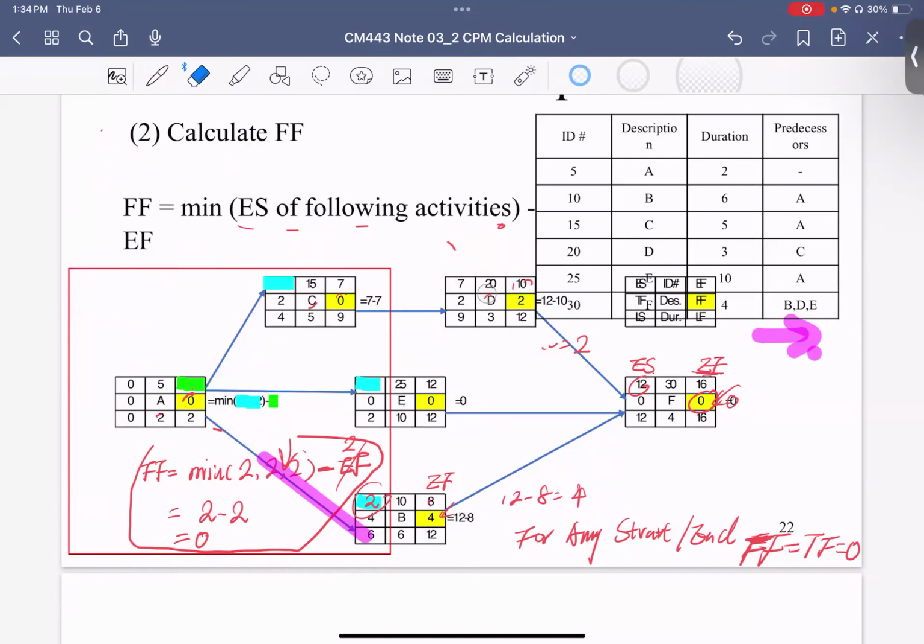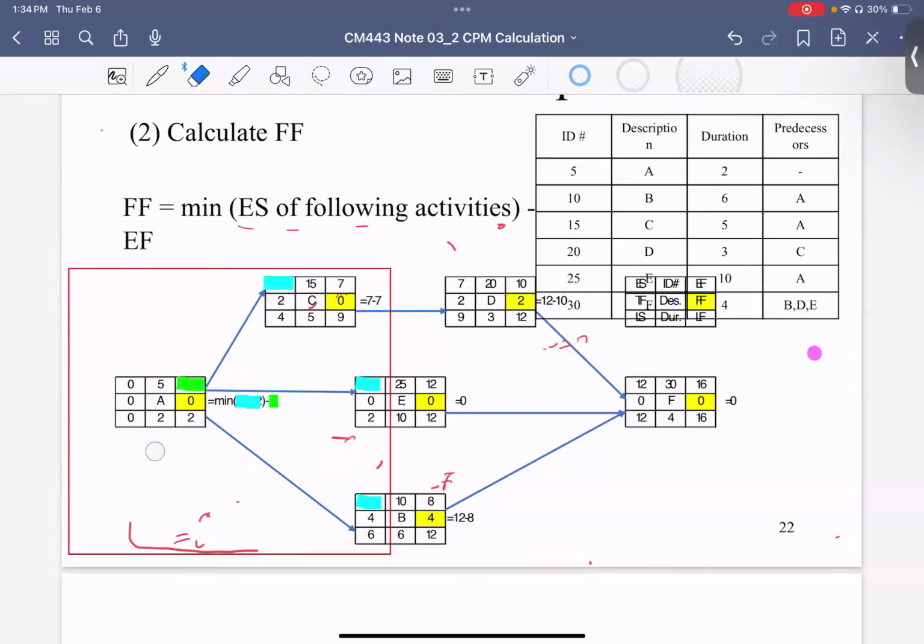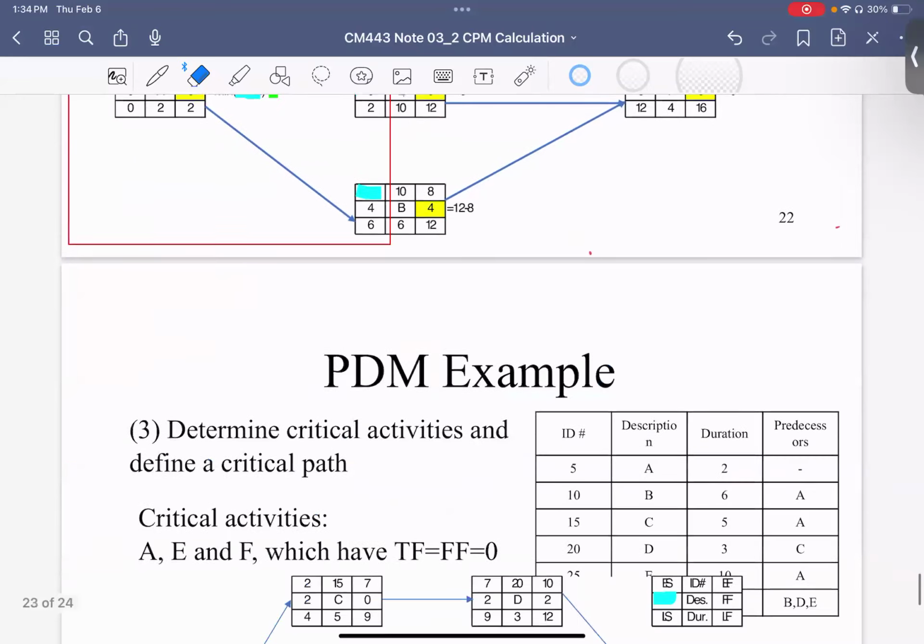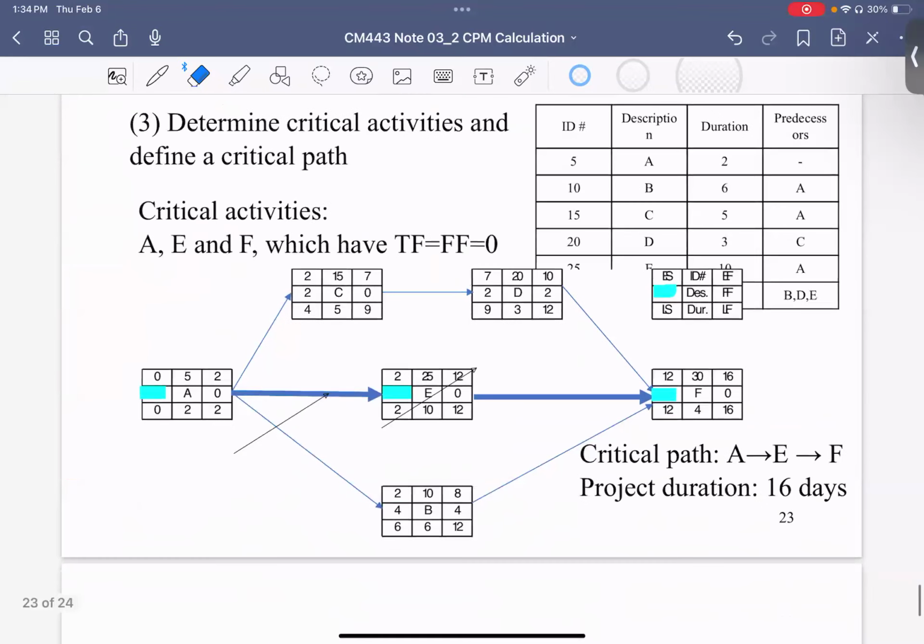Once we have all those numbers, we are using the CPM. Remember what is the CPM? Critical path method, right? So we're going to find all the critical activities and then put them in a single string, and then we get a critical path. So which one is the critical path? We need to define the critical activities.